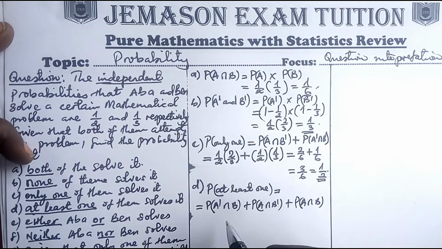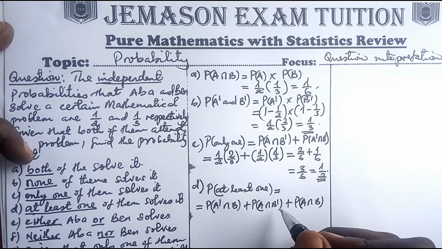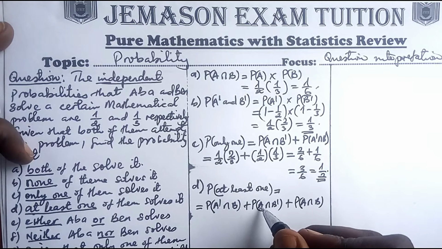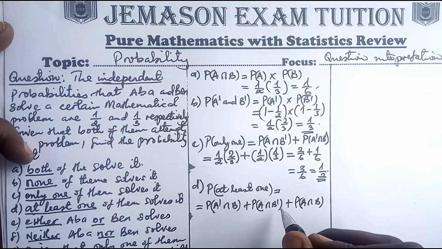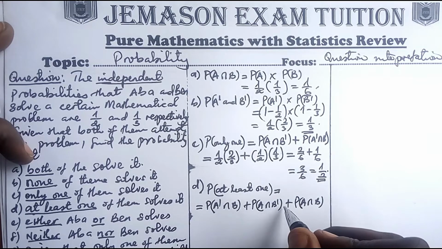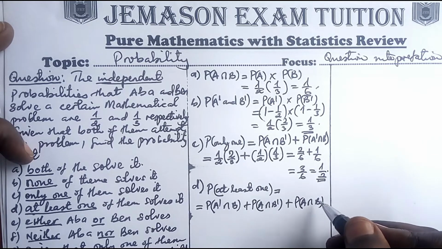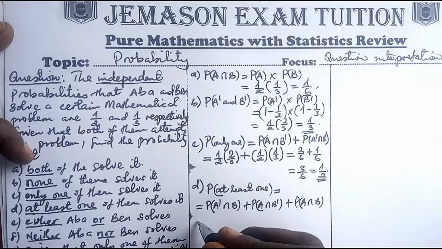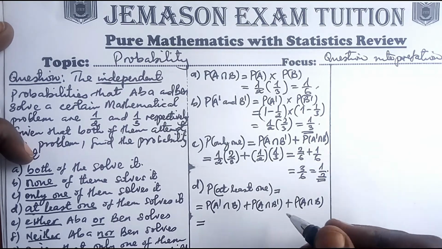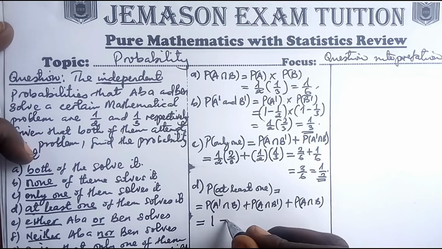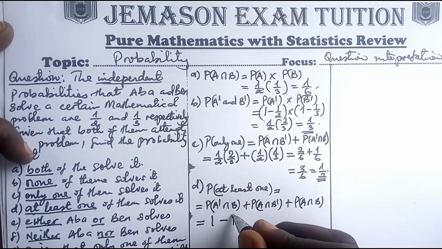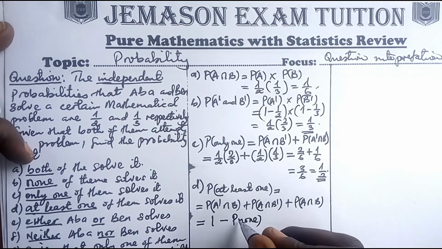So here Ben can solve and Abba does not solve, or Abba will solve and Ben will not solve. So there is at least one person solving. At least includes the fact that both of them could solve. And this has a shortcut which is simply 1 minus none of them solving.